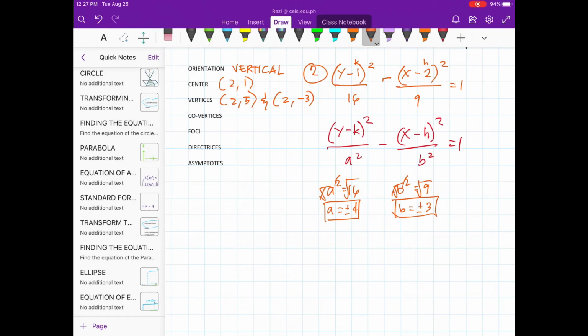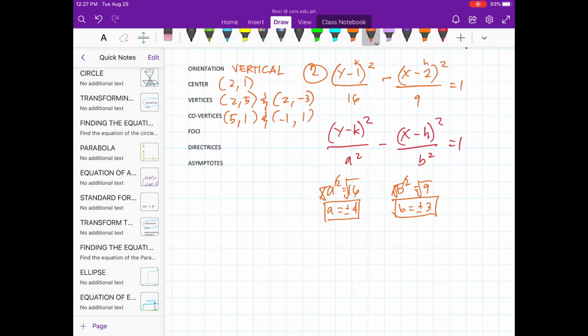Next, our b is on the x values, so we have positive 1 as our y, and for our x value, 2 plus 3 is positive 5, comma 1, and the other one is 2 minus 3 is negative 1.